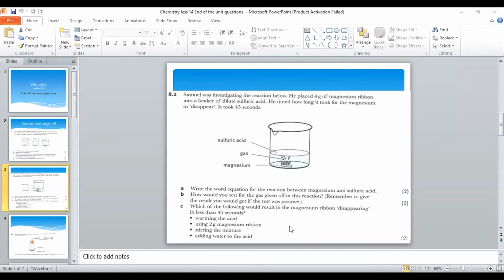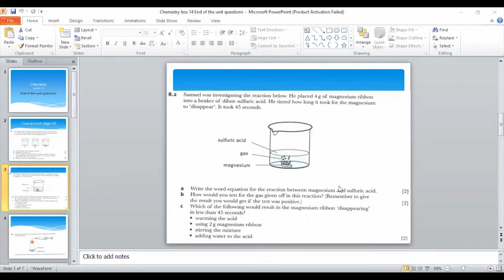Warming the acid increases the rate of the reaction, so the magnesium ribbon will disappear in less than 45 seconds. We will have more movements, right? More successful collisions, yes. What about using 2 grams instead of 4?